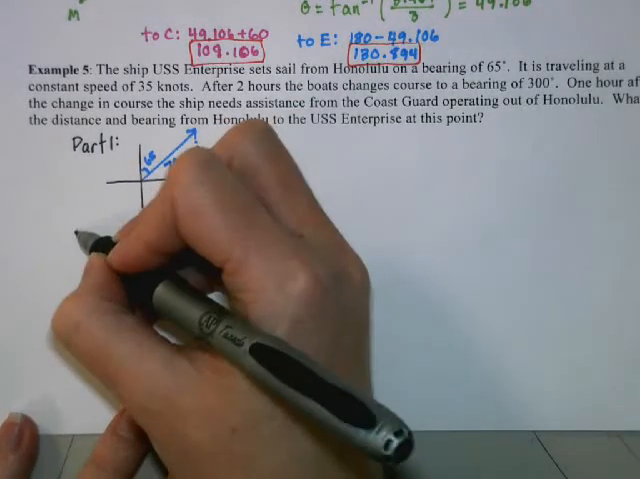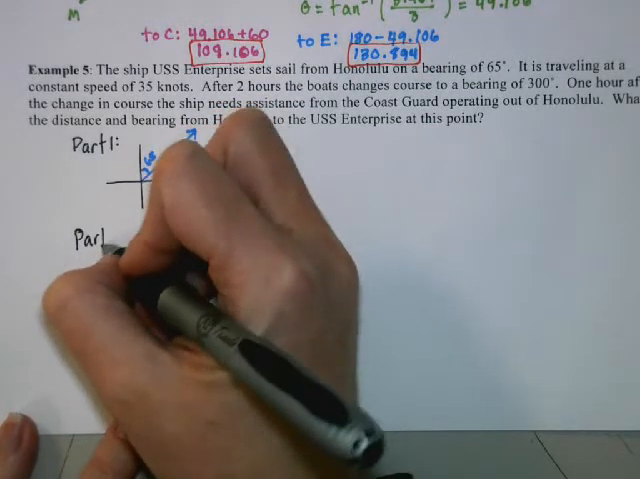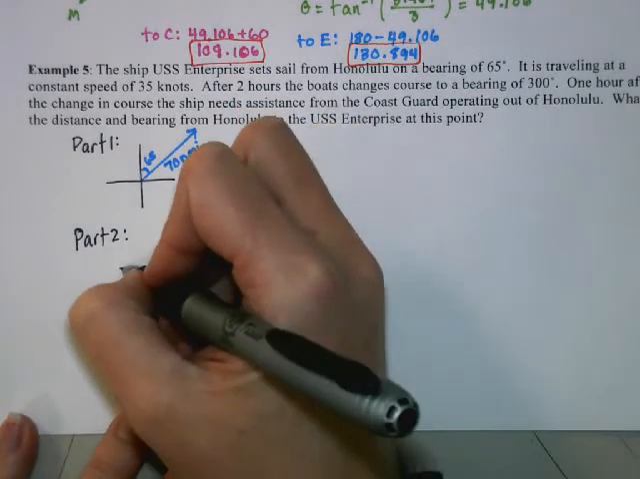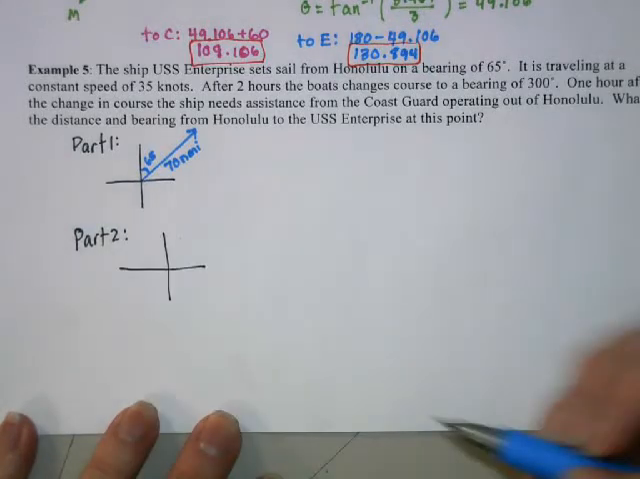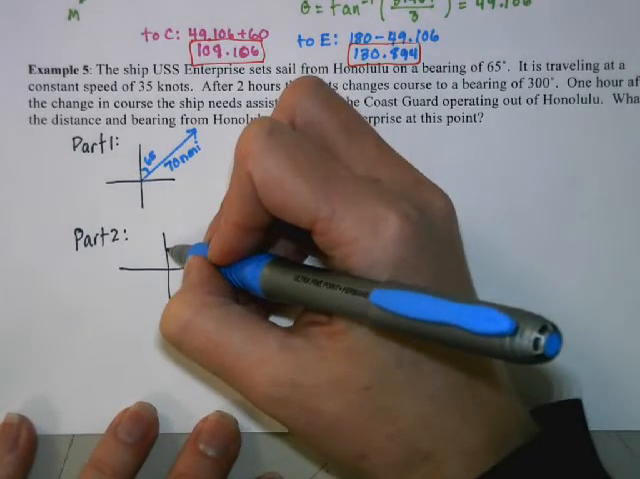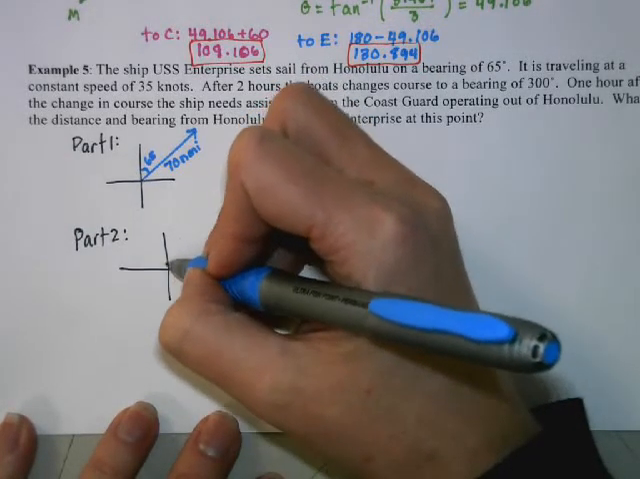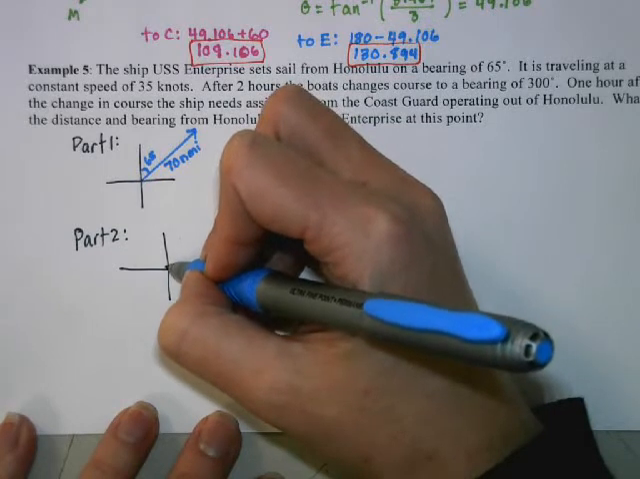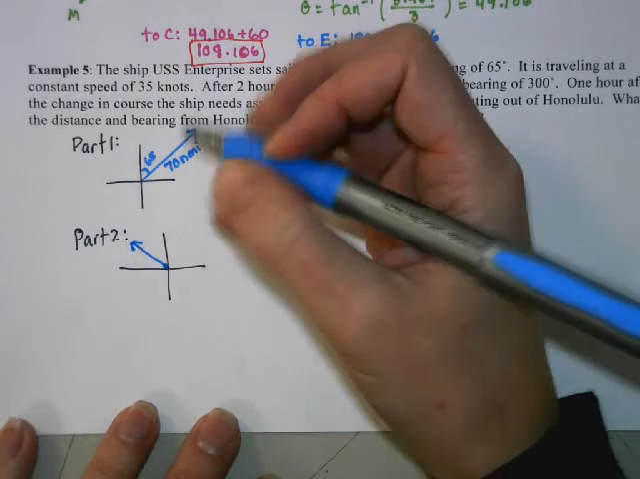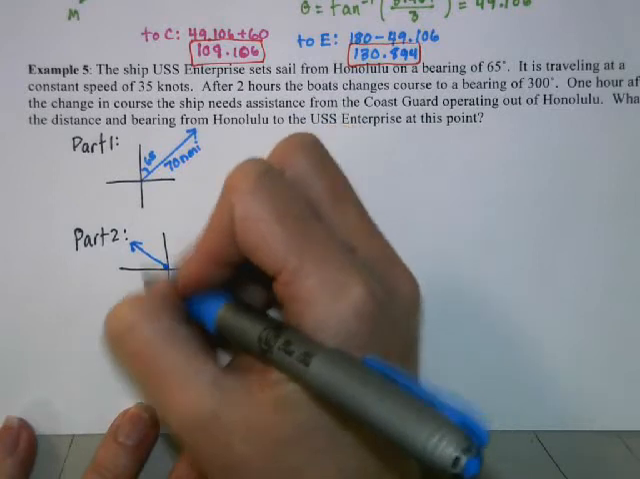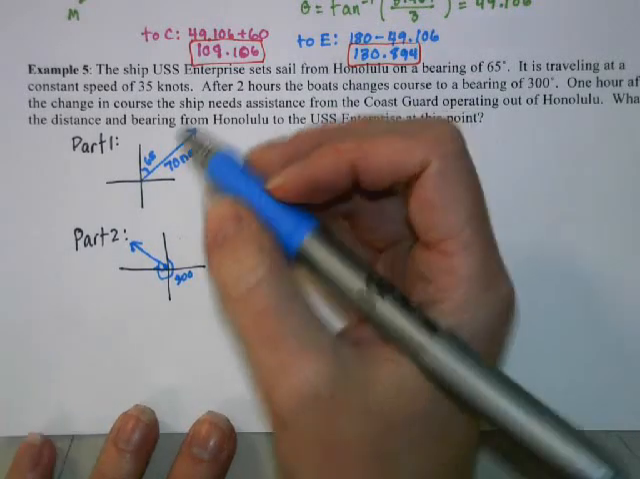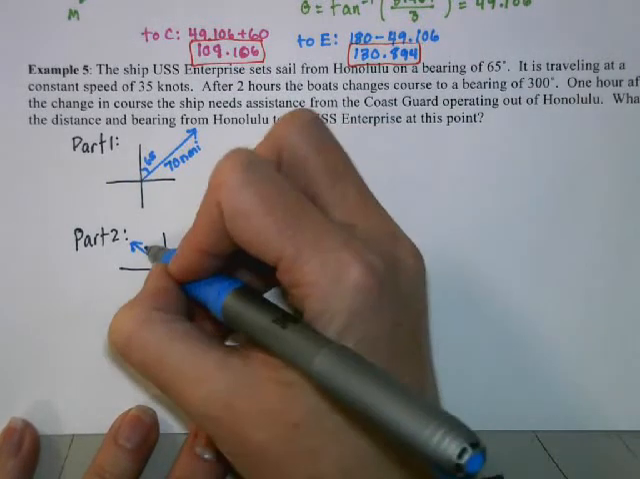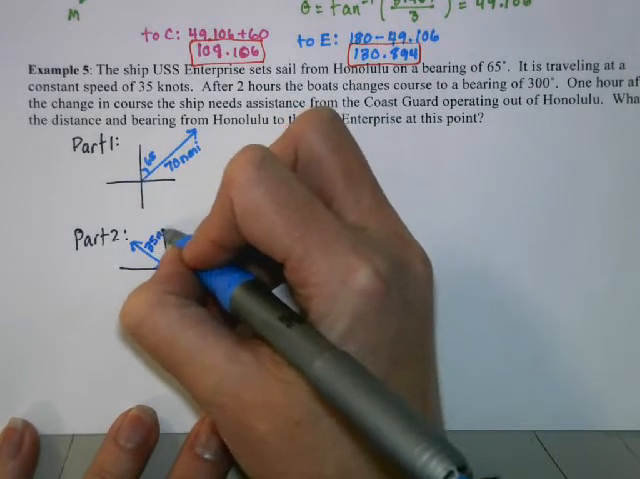And they decide to change course a little bit here. Part 2 of the journey, they start going at a bearing of 300. I'll just label it 300 for now. And then they'll only do this for 1 hour. So this one's only 35 nautical miles long.